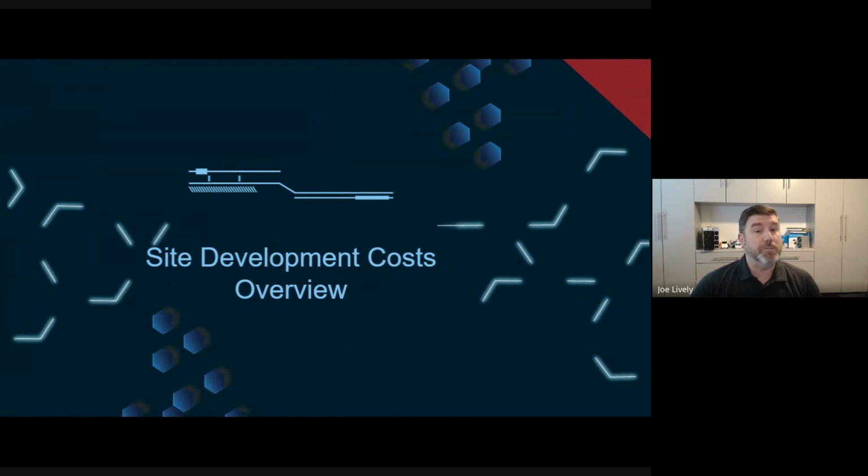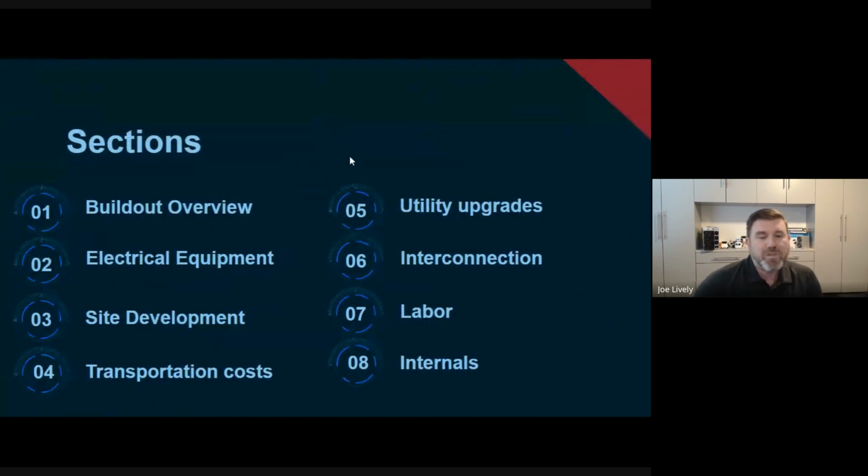Warehousing is something that a lot of people do. They build up a site intentionally, or there's an existing warehouse that they're converting. But what I'd like to do to make it easier to talk about costs from a more generic standpoint is use containers. So in the session today, we're going to talk about a build-out overview.